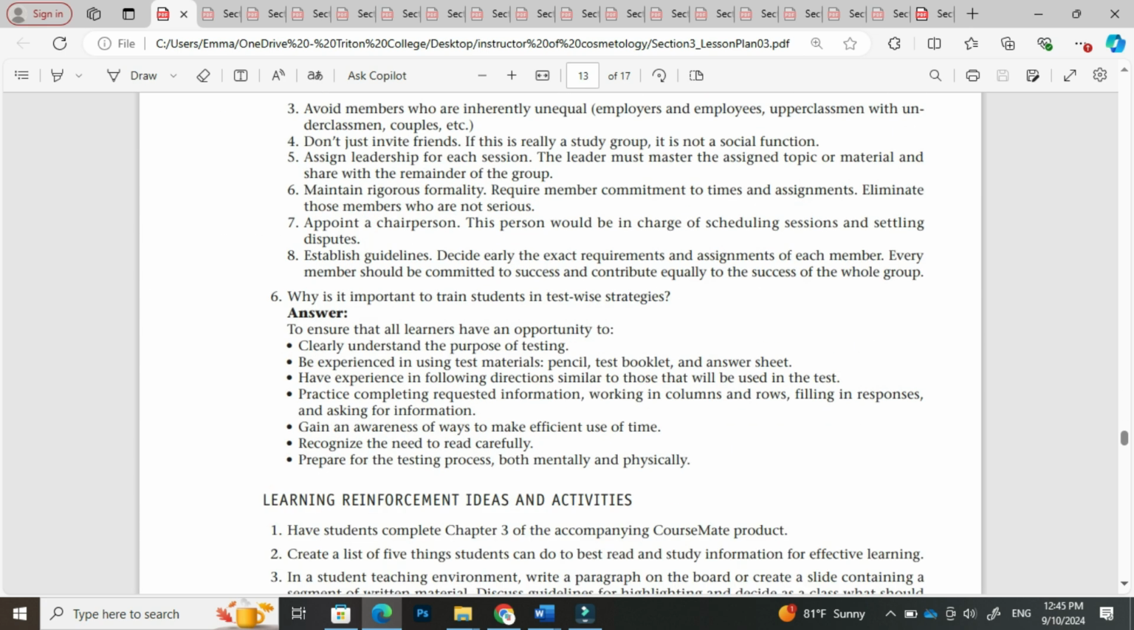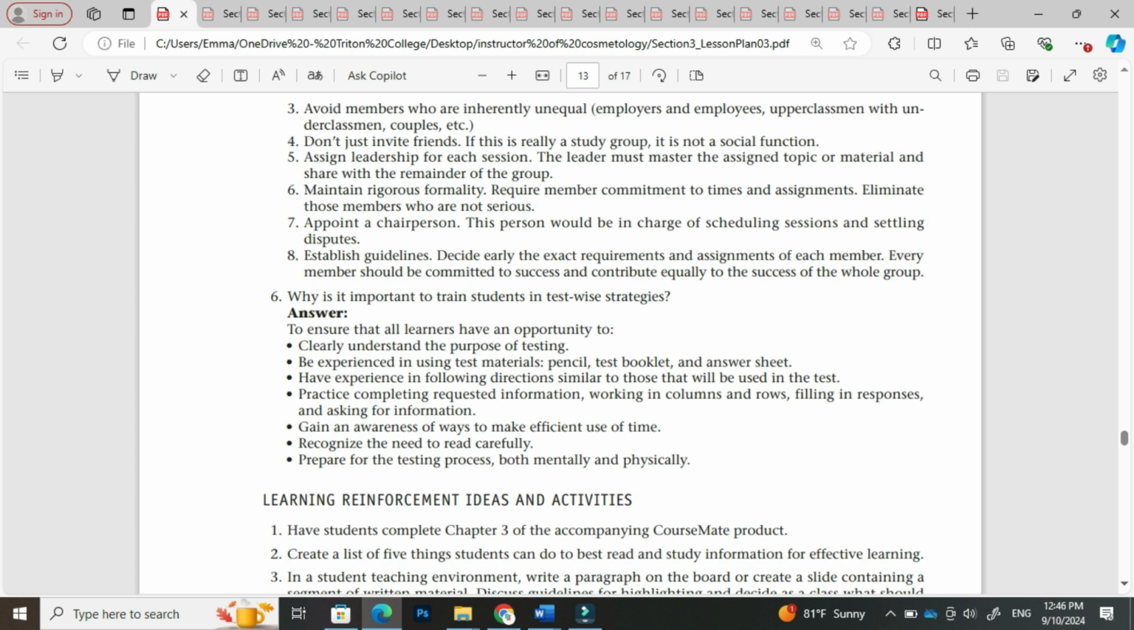Avoid members who are inherently unequal: employers and employees, upperclassmen with underclassmen, couples. Don't just invite friends. It is a real study group, not a social function. Assign leadership for each section. The leader must master the assigned topic or material and share it with the remainder of the group.